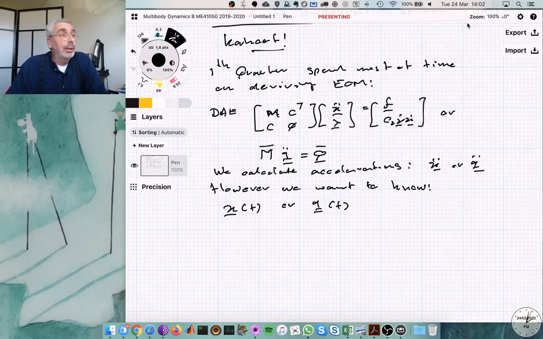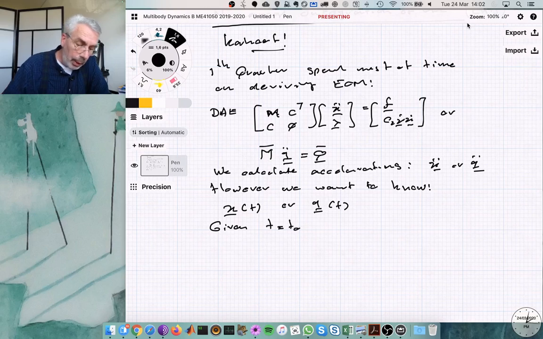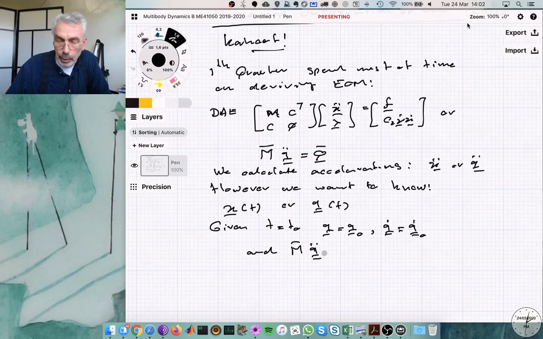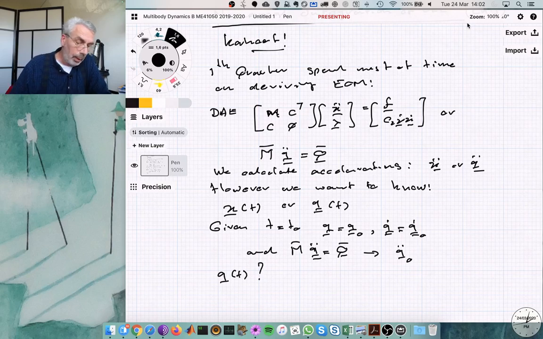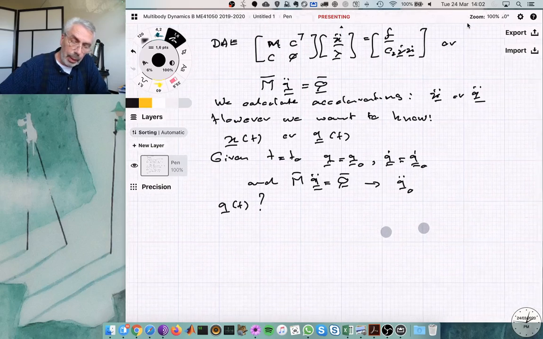Of course these accelerations are nice, but they don't give us the motion as a function of time. So the problem is, given a certain time t0, I have my initial values q0, and also my initial velocities, and the differential equation, M times q double dot equals these generalized forces on the right hand side. I can calculate the accelerations at q0. Then the question is, what is q of t? Can we find a solution to that?